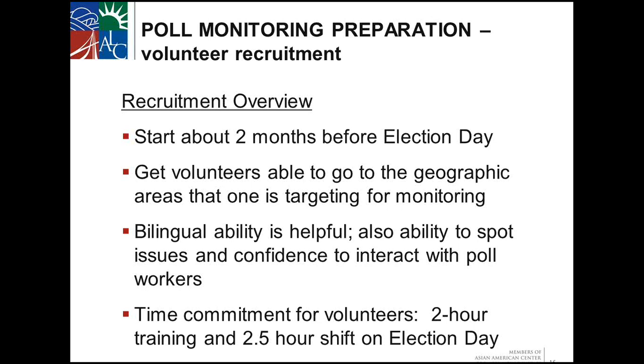Another thing to think about is screening your volunteers for bilingual ability. In particular, if you are in a Section 203 covered jurisdiction, find volunteers that speak that specific Asian language or languages that you are poll monitoring for. Finally, time commitment. For volunteers, you're looking at a 2-hour training and a 2.5-hour shift on Election Day, give or take. Being very upfront about the time commitment and what's entailed oftentimes gets you the volunteers that will not cancel on you or are committed from day one.